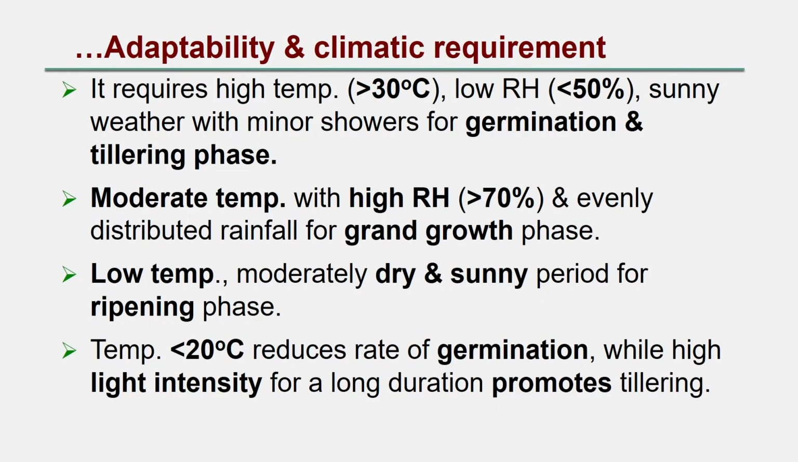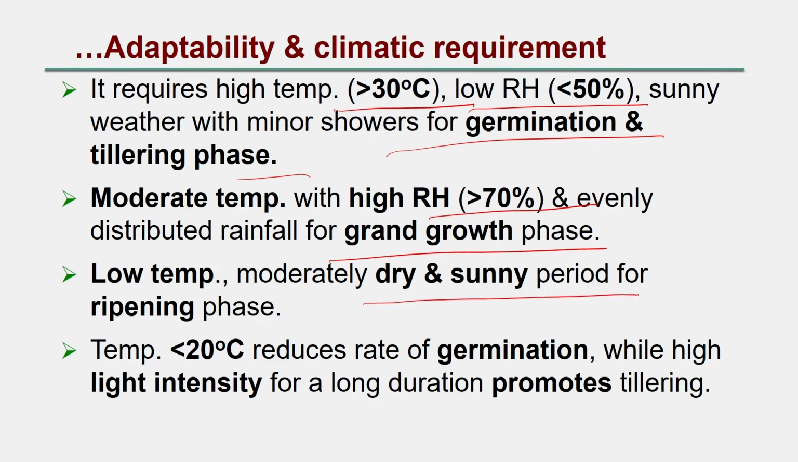It requires high temperature, more than 30 degrees centigrade, and low relative humidity, say less than 50%, and sunny weather with minor shower for germination and tillering phase. Moderate temperature with high relative humidity, say more than 70%, and evenly distributed rainfall for grand growth phase. Low temperature, moderately dry and sunny period for ripening phase. So, you can see the climatic requirement slightly varies with the stage of the crop.